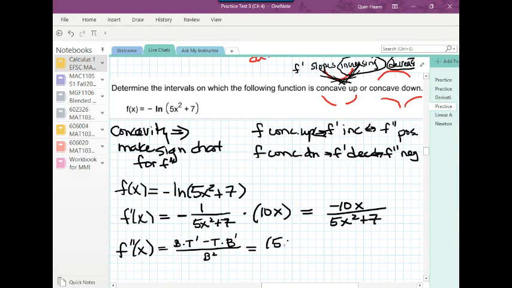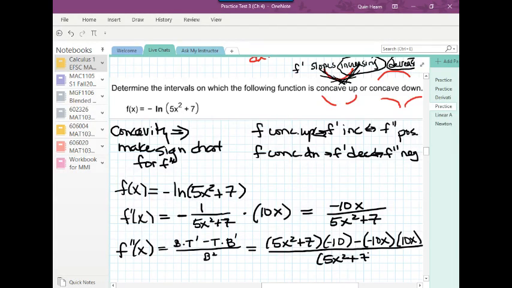Okay, so let's get to work finding our second derivative. We were given the function f of x equals negative natural log of 5x squared plus 7. Remember that the derivative of natural log of x is 1 over x. We already looked at that once today. And in this case, it's going to involve a chain rule because it's not just natural log of x, it's natural log of a function.